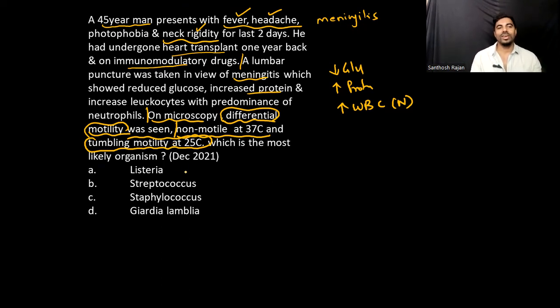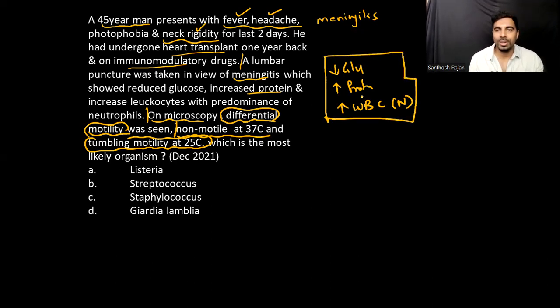Now identify the organism. Which of the following is the most likely organism? If they give it like this, it's very easy. First of all, is this a virus or bacteria? Glucose low, protein high, WBC high means that is definitely a bacteria only. So you can rule out the non-bacterial options. Giardia lamblia is out, and Giardia lamblia and meningitis is a very rare link. So these three only remain, but anything can be possible.